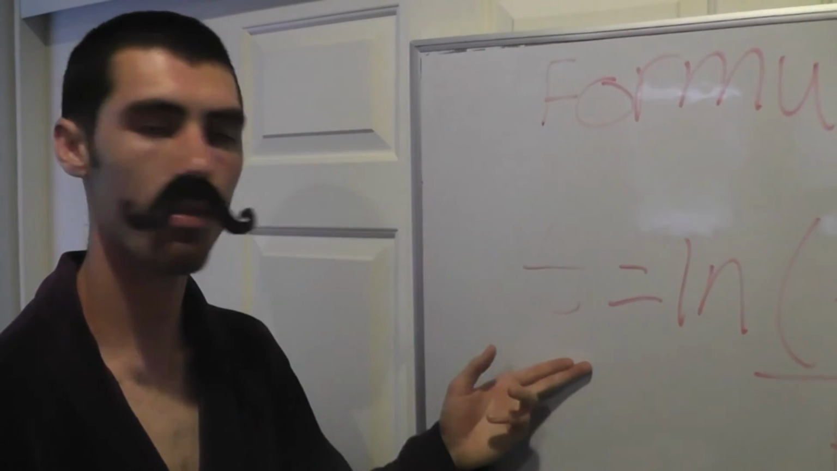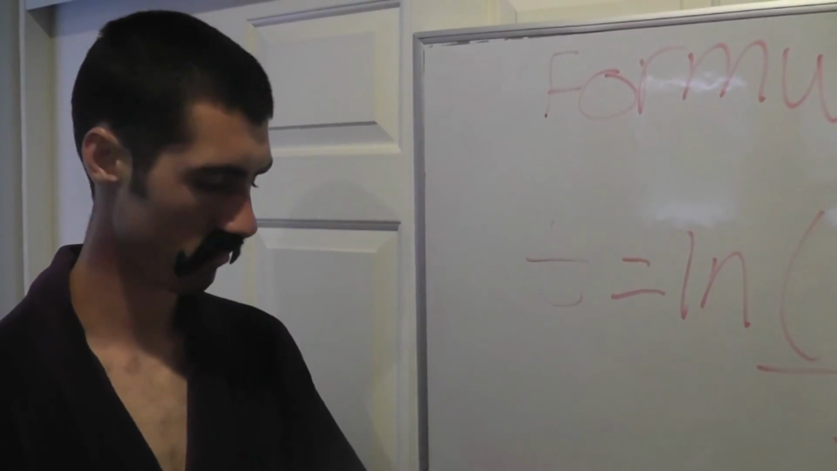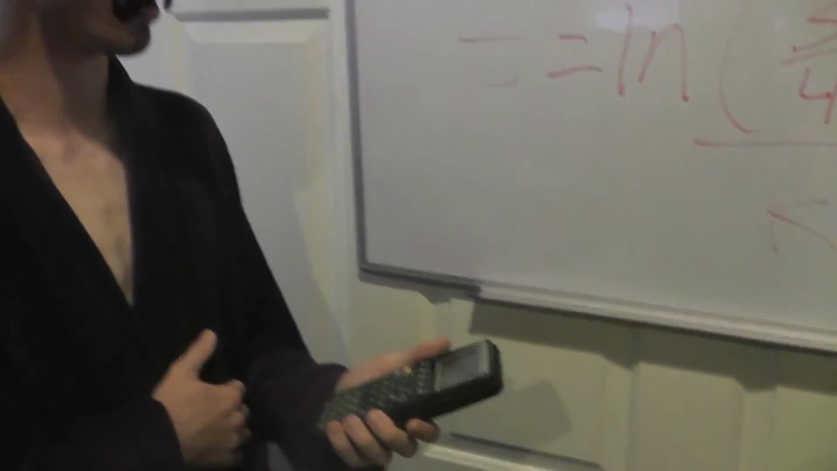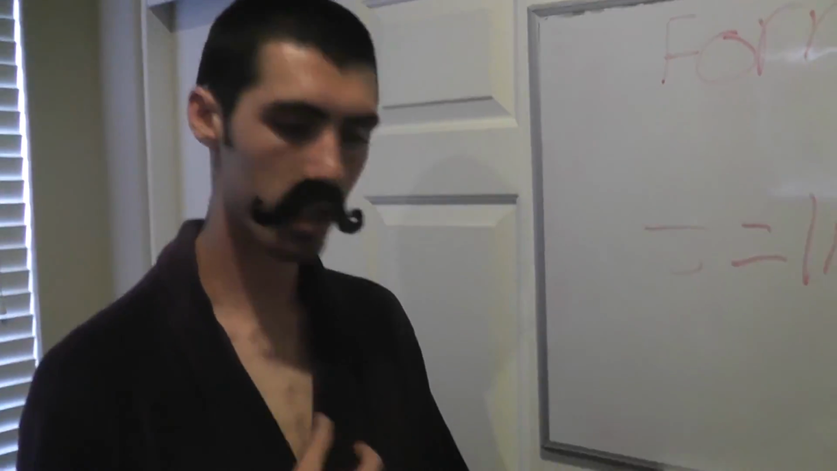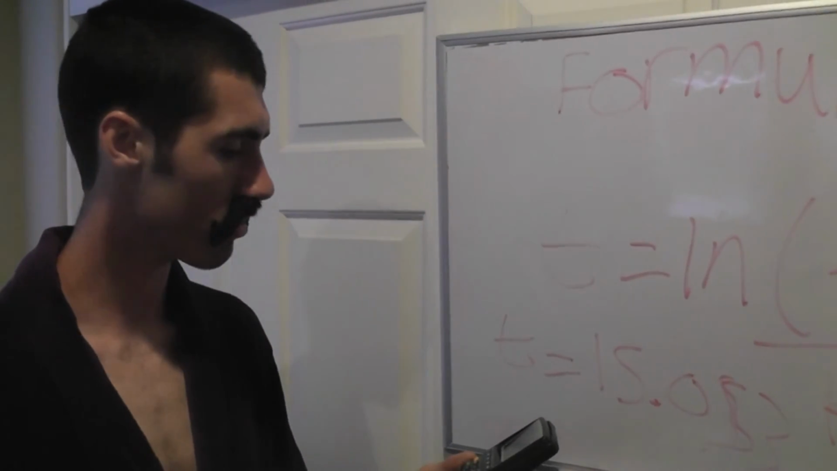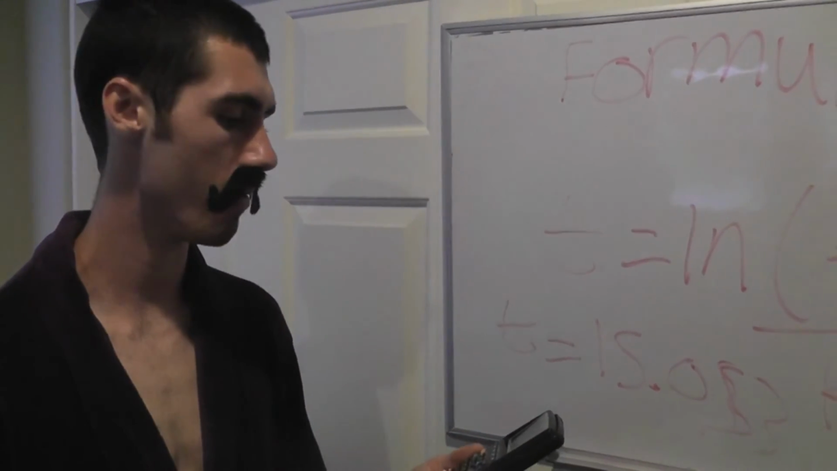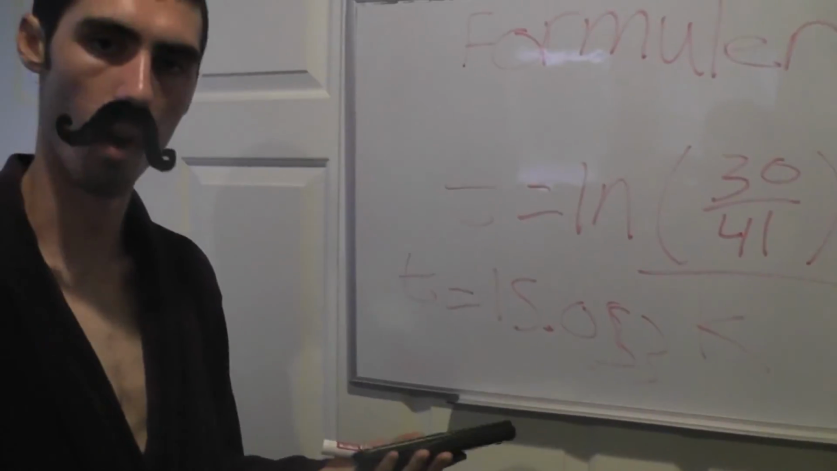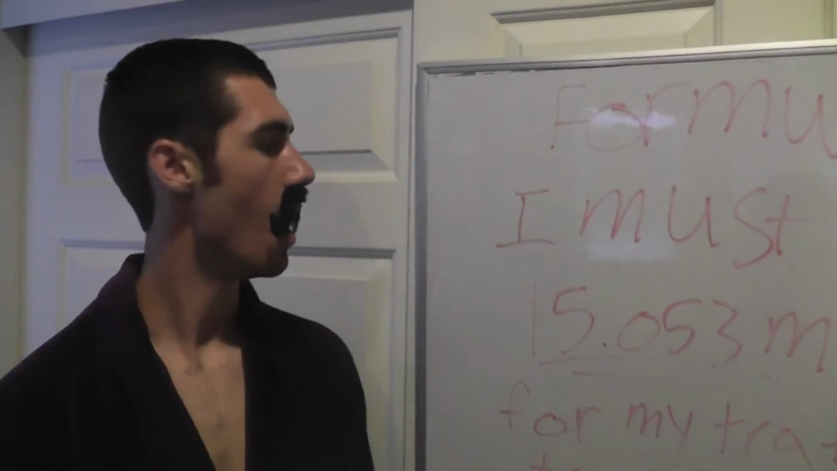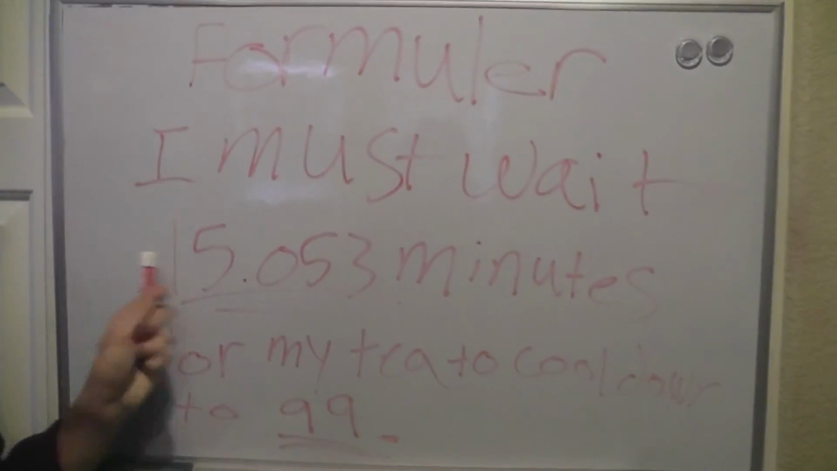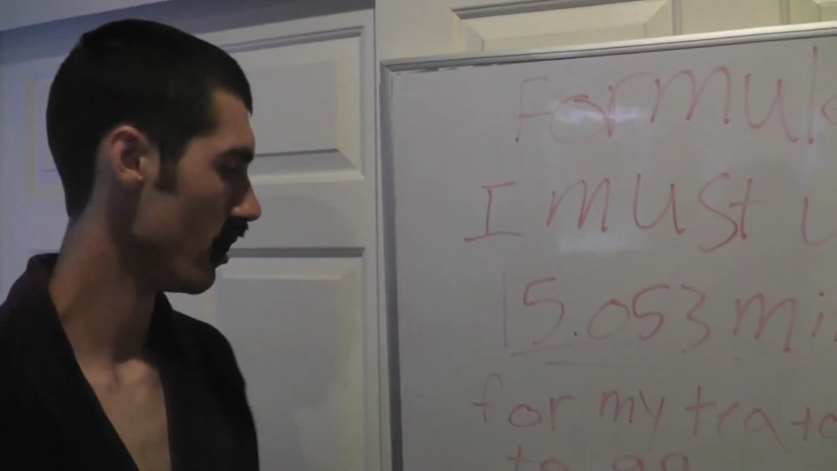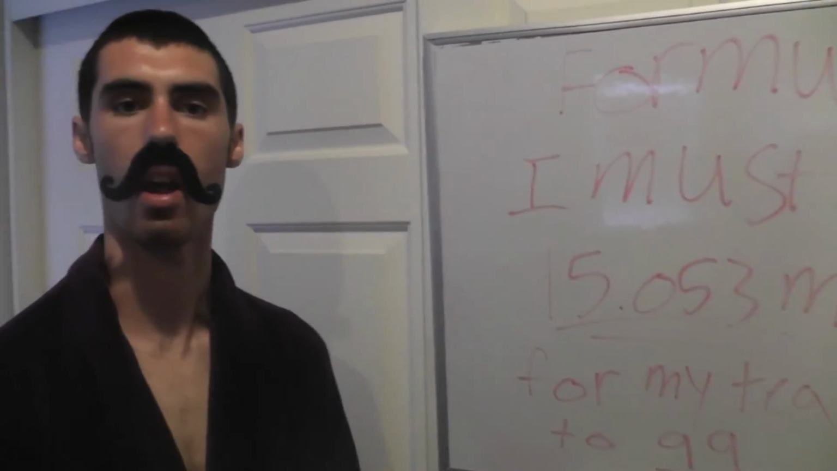Now, let us solve for T. Let's punch in ln(30 divided by 41, close parentheses) divided by alpha K. So, our answer is going to be 15.05348557, or 15 minutes, 0.053. So, I must wait 15.053 minutes for my tea to cool down to 99 degrees Fahrenheit.